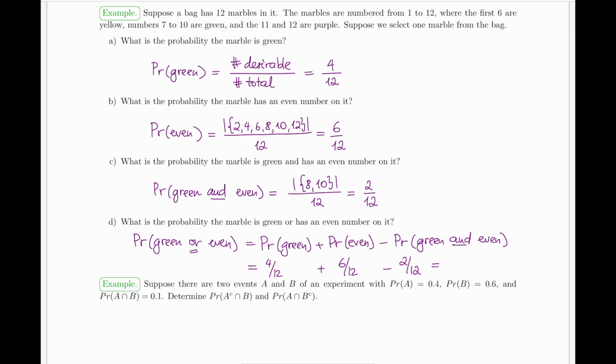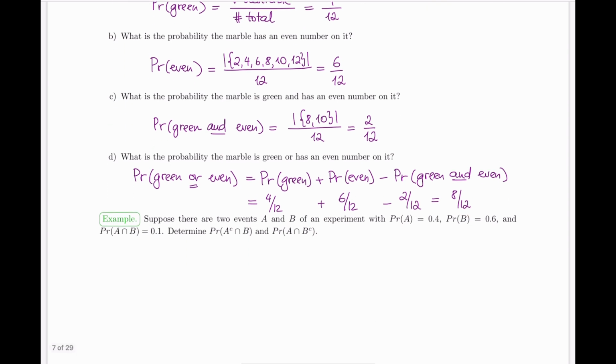In fact, not simplifying my denominators here is actually better because now they all share the same denominator, which is 12. And so I can add across the tops because it already has common denominators. 4 plus 6 minus 2 is going to be 8 over 12. And there we go. You can, of course, calculate this probability directly as well by going through the same formula one more time. Green or even means I have green marbles and then have to go through the rest of them looking for the even ones. And there should be 8 possibilities out of the 12 total options.